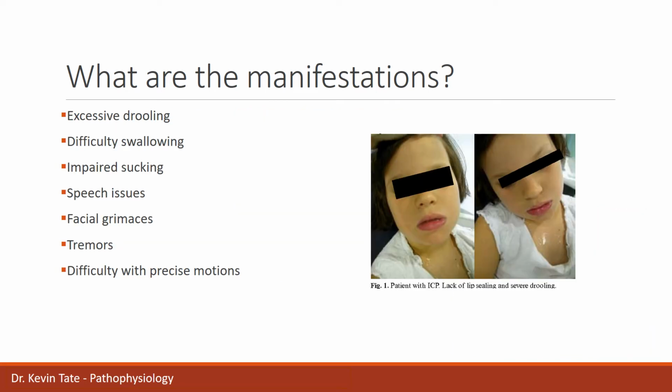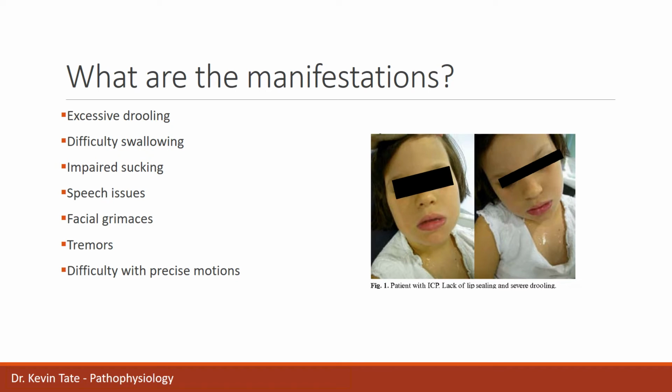Some other manifestations include excessive drooling because of incomplete lip closure, difficulty swallowing because of the skeletal muscles that control swallowing, and impaired suckling reflex. This goes along with the drooling and swallowing issues. You're going to have impaired skeletal muscles that control these functions. Along with this, you're going to have speech issues or facial grimaces. You display a grimace because you have this spastic capacity of your muscles. Your muscles spasm, and they can create the appearance of a facial grimace.